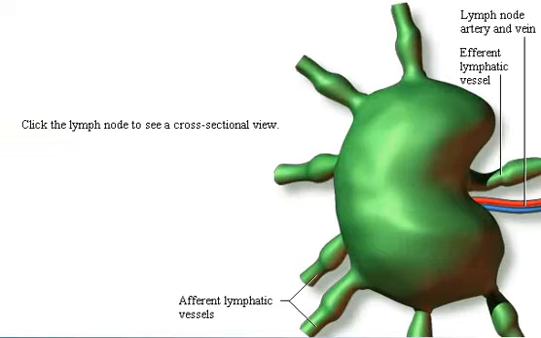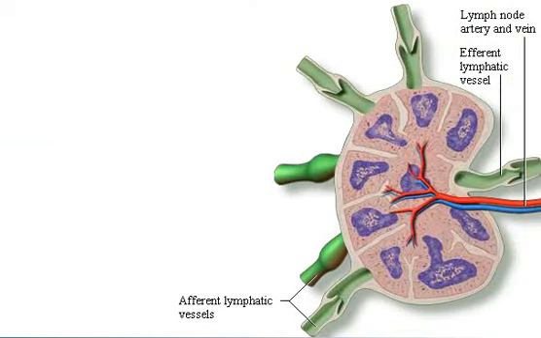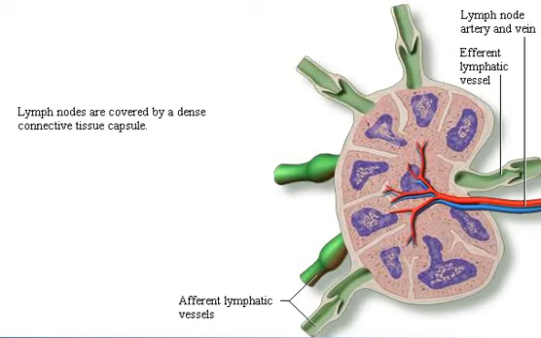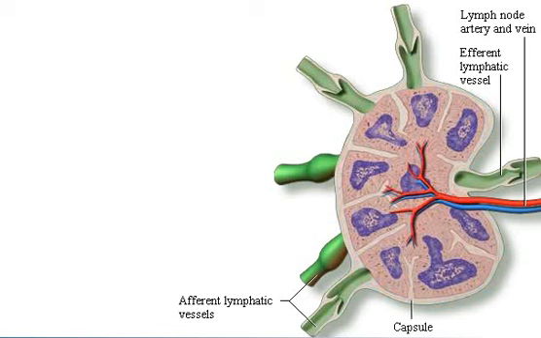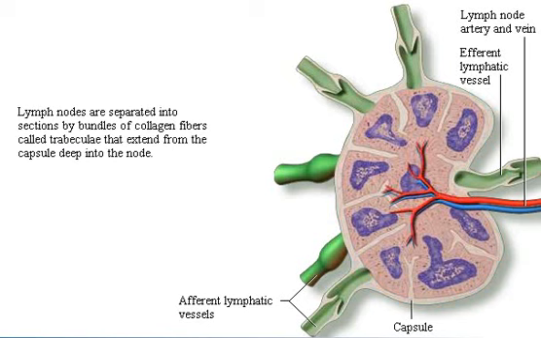Click the lymph node to see a cross-sectional view. Lymph nodes are covered by a dense connective tissue capsule. Click the capsule. Lymph nodes are separated into sections by bundles of collagen fibers called trabeculae that extend from the capsule deep into the node. Click a trabecula.